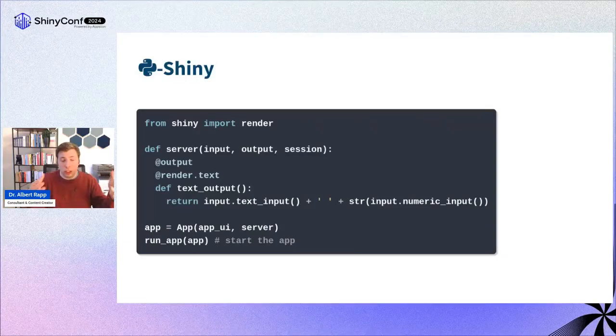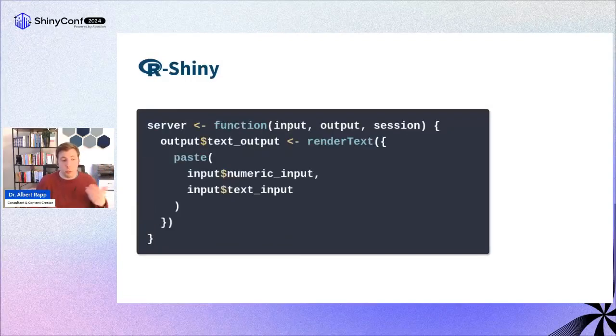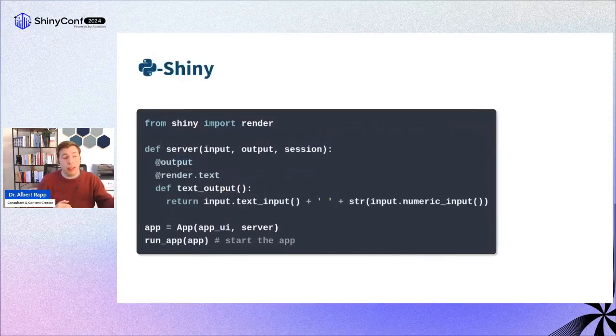And then it's just a regular function, but to make it similar to the R version, you have to wrap a render text around this, and you have to specify that it's an output. And this is where these function decorators in Python come in. It's this at notation that you just kind of have to get used to.